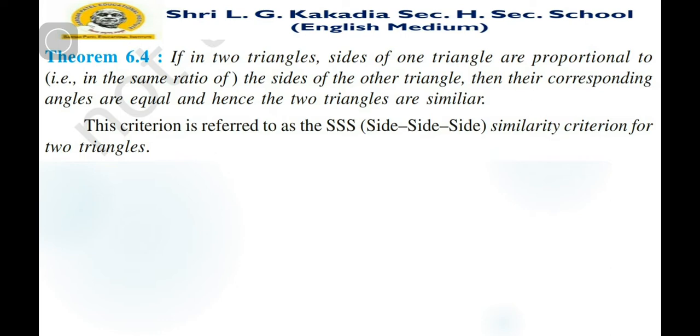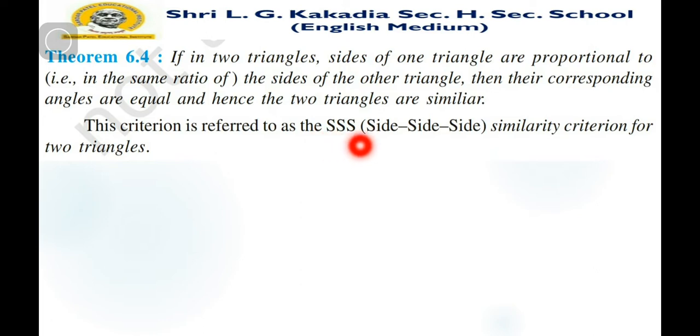Both conditions are satisfied, then we can say that both triangles are similar to each other, and this criterion is referred to as the SSS, side similarity criterion for two triangles. As we have studied the SSS congruence rule, here we have studied the SSS similarity rule for two triangles.